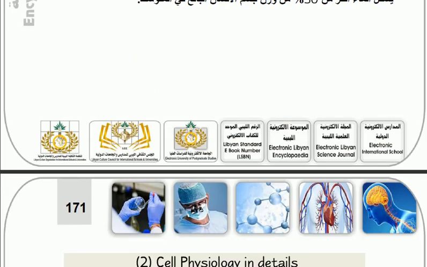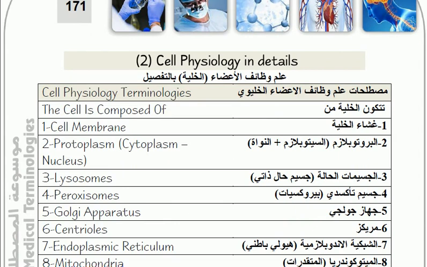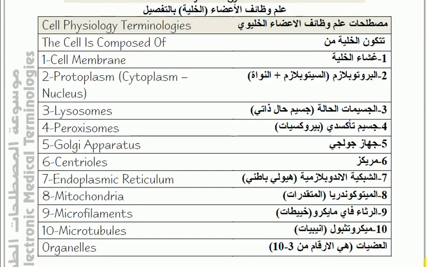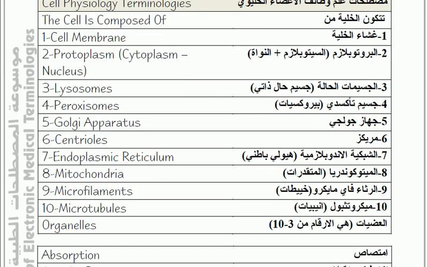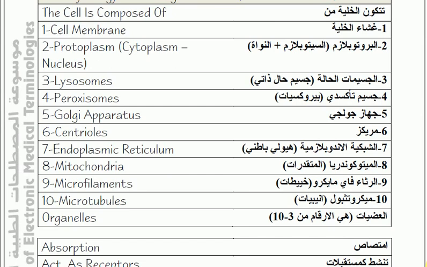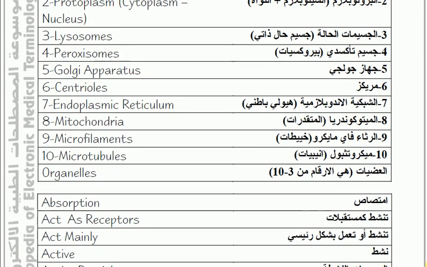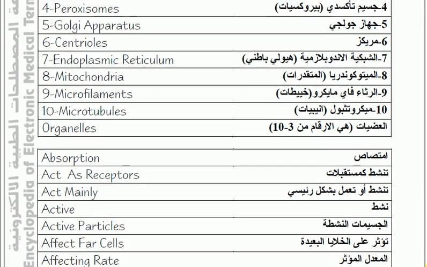2. Cell physiology in details. Cell physiology terminologies. The cell is composed of: 1. Cell membrane, 2. Protoplasm, cytoplasm, nucleus, 3. Lysosomes, 4. Peroxisomes, 5. Golgi apparatus, 6. Centrioles, 7. Endoplasmic reticulum, 8. Mitochondria, 9. Microfilaments, 10. Microtubules, organelles.